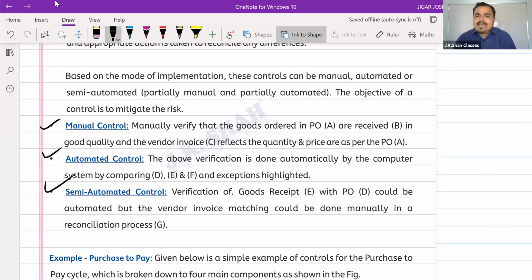Sir, manual control. Example, people, suppose under the P2P process, that is procure to pay, when we order the raw material and the raw material is received at the store department. Do you think the store department was required to check the quality? Yes, sir. So we are having physical paper, based on which we check the quality, whether the goods are matching with our quality or not. And chartered, that is nothing but we call it a manual control.